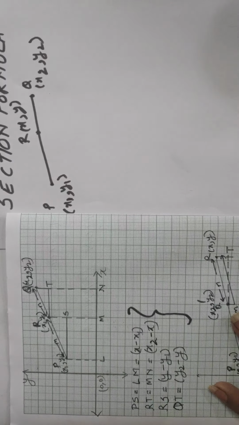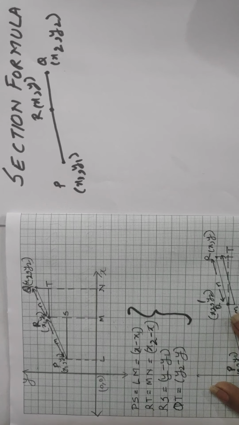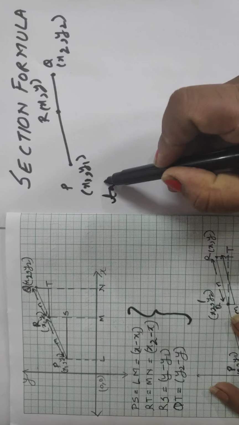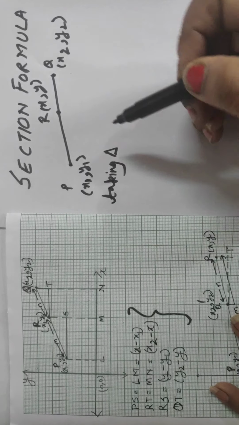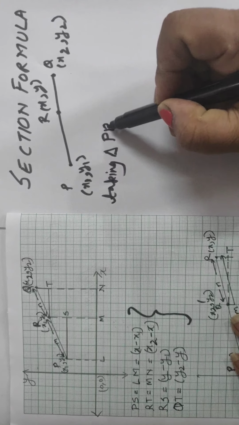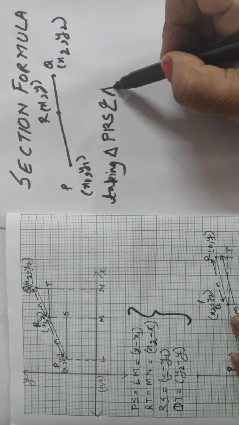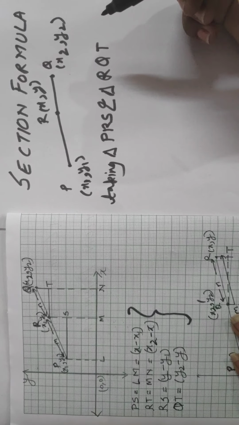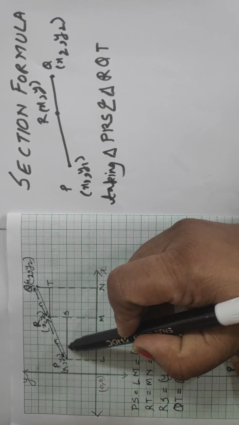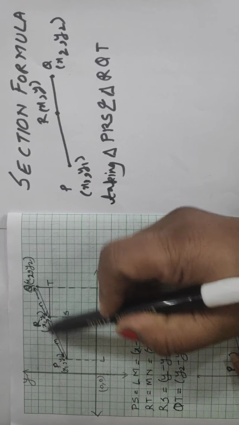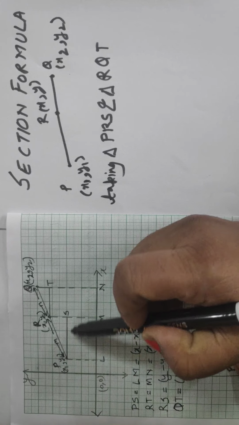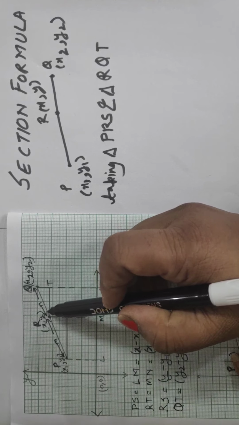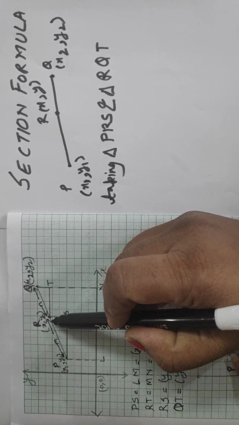Now, see, here taking triangle PRS and triangle RQT. See, the inclination of the line segment PQ to the line SPS is the same as, we can say the inclination is the same here on the RT also.